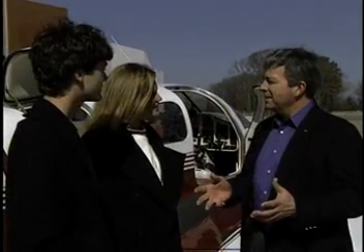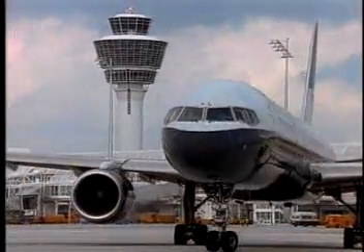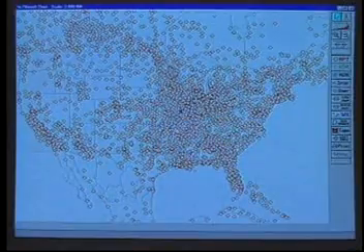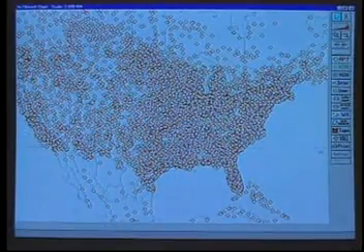Well, many people don't know that the ratio of the total number of airports in the country to the number that have hub and spoke airline service is about 10 to 1. And so we can go 10 times as many places and save time for people if we can figure out how to use these smaller airplanes in smaller airports.